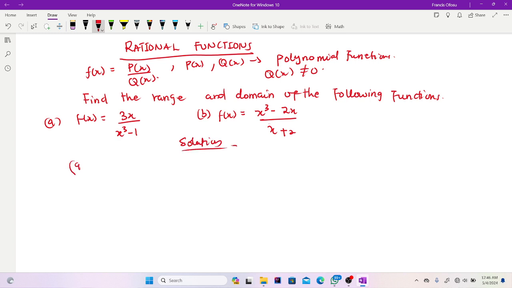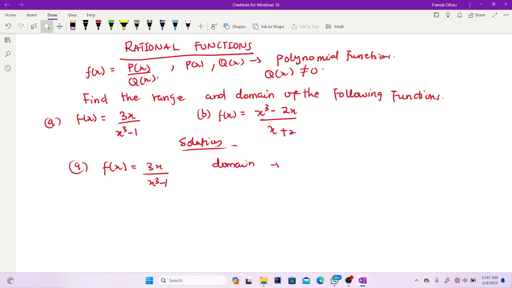So for the first one, f of x is equal to 3x over x cubed minus 1, right? So we have to find the domain and range of this function. Now let's start with the domain. When you say domain of a function, in our previous videos, I said it is the set of inputs that makes a function defined. So for every rational function, the set of inputs that will make it defined will be all real numbers except any number that will make the denominator 0.